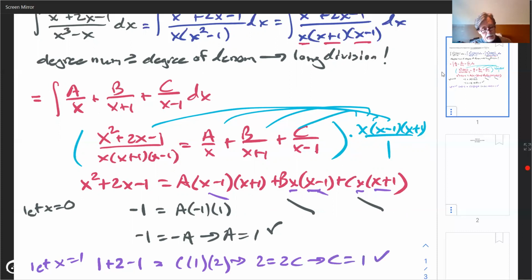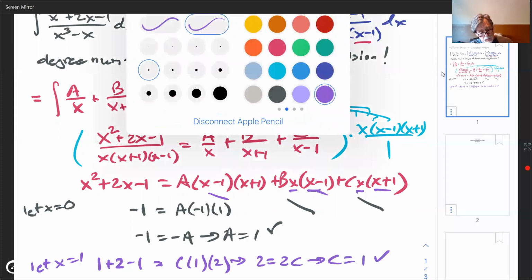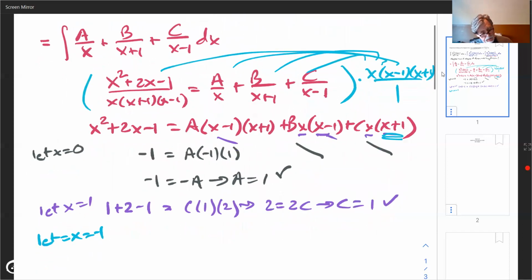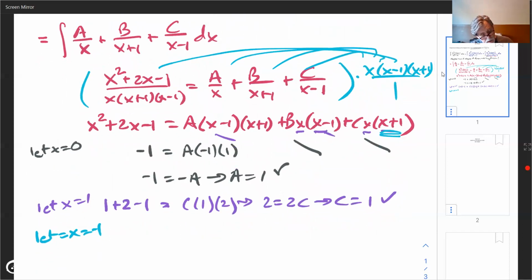Man, we got one more to go. One more to go, okay? So you guessed it, if you know what I'm doing. Now you're going to let x equal negative 1. And it's because of this factor right there. So we let x equal negative 1. Negative 1 squared is still 1, but then 2 times negative 1 is negative 2 minus 1. And on the other side, again, a disappears. This time c disappears, but b survives.